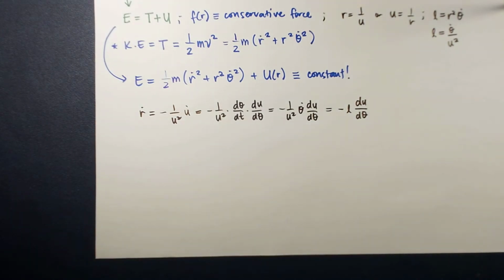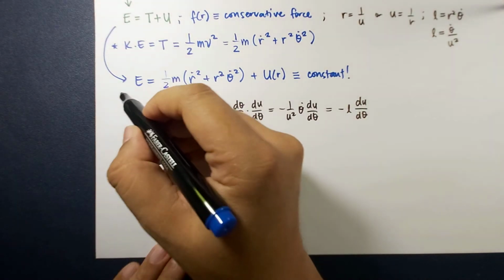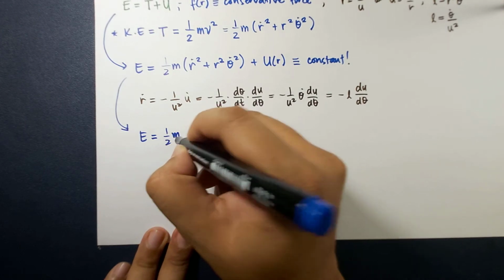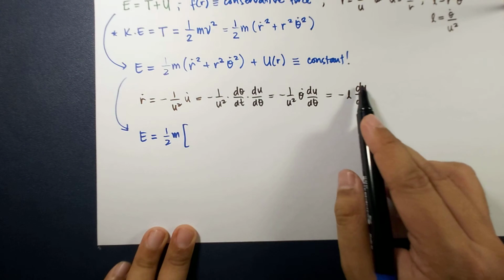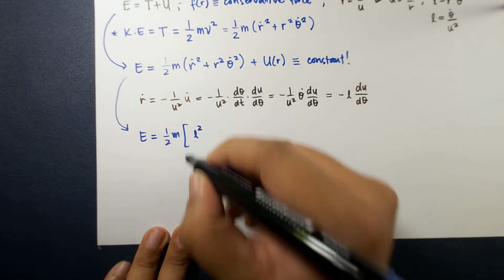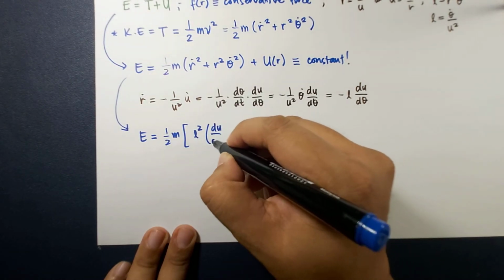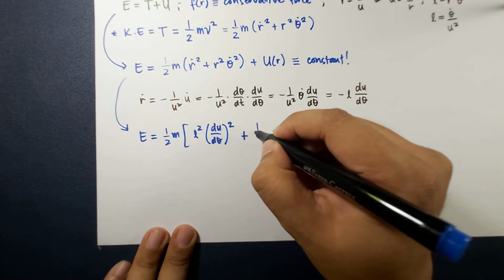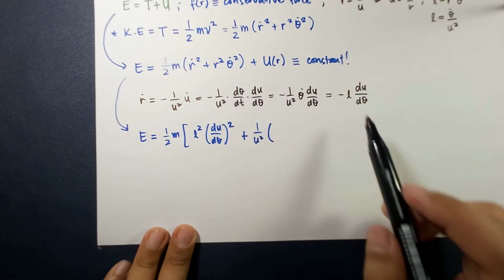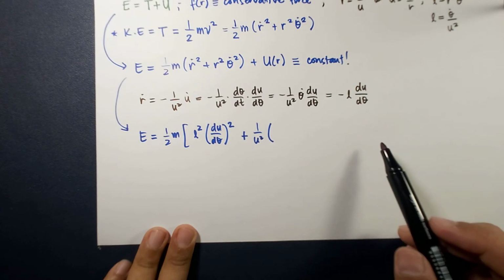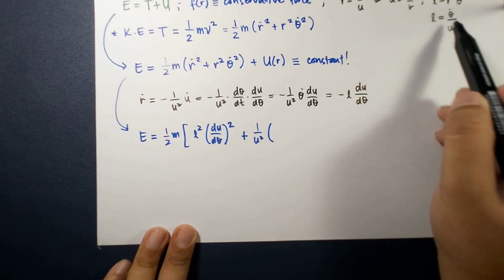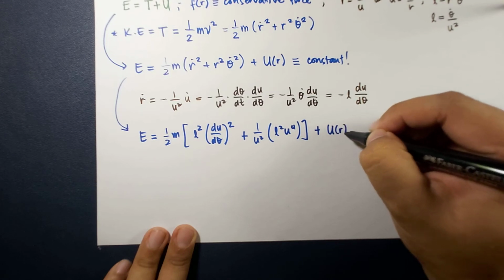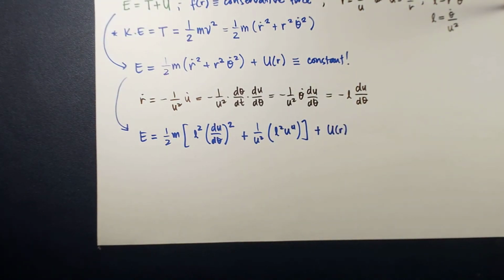We can now rewrite the total energy in terms of u. The total energy is equal to 1/2 m times r dot squared, which is L squared times the square of the derivative of u with respect to theta, plus r squared, which is 1 over u squared, times theta dot squared, where theta dot squared is equal to L squared u to the 4th, plus your potential energy in terms of 1 over u.